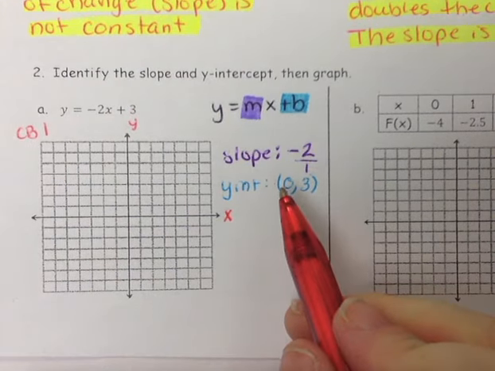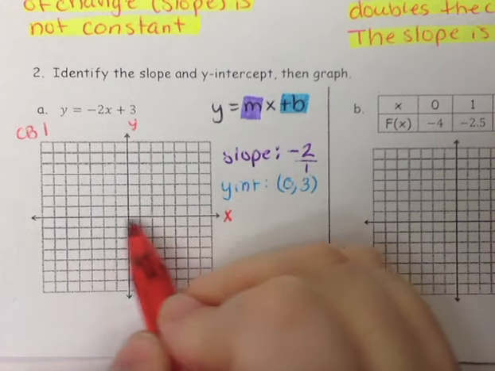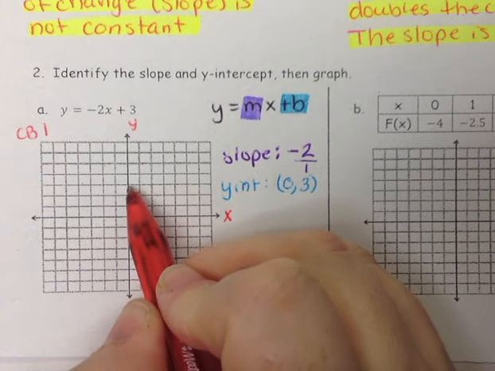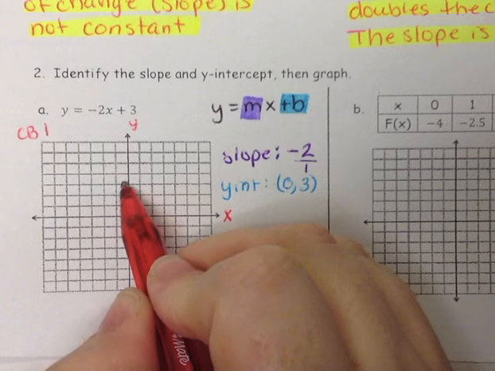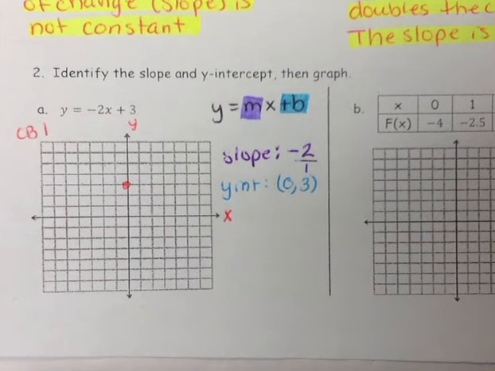So we go to our first coordinate. Our y-intercept is always your starting coordinate. So we go to 0, 3. So the 0 of the x's is here, and then we have to go to that +3 on the y. So 1, 2, 3. We're going to put a little point here, and then we're going to use our slope to graph the next coordinates.